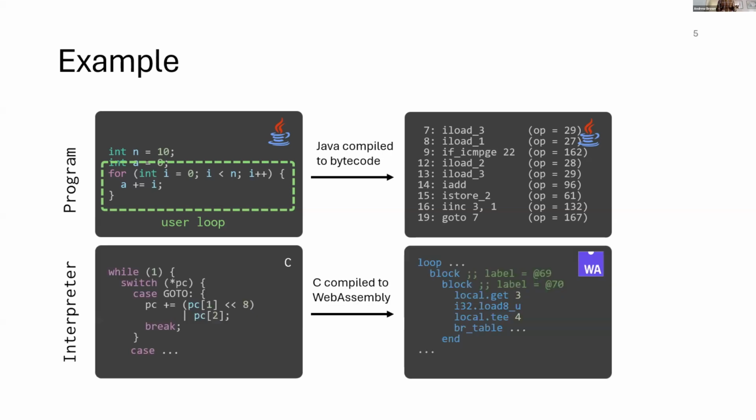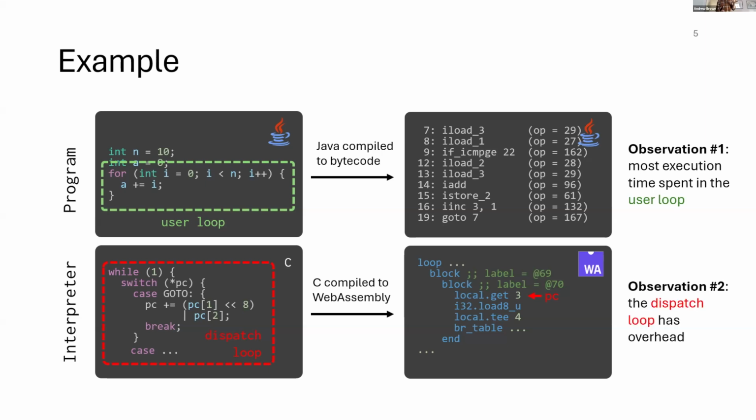And we also have a Java interpreter written in C that's compiled to WebAssembly on the right. And this also has a loop. We'll call this the dispatch loop. This loop retrieves the bytecode for a given program counter and executes the bytecode implementation. So two loops: the user loop and the dispatch loop. We'll observe that most execution time is due to that user loop on top. And when interpreting the Java bytecode using this interpreter, much of the dispatch loop execution is overhead.